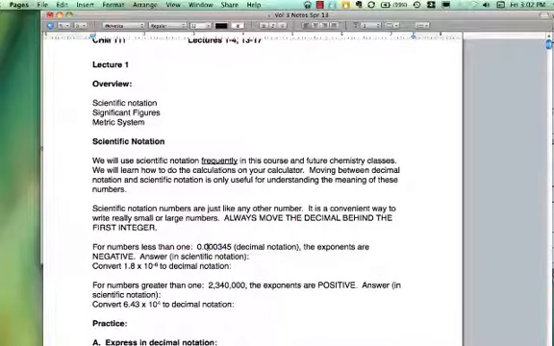So it would be 1, 2, 3, 4. So this number in scientific notation is 3.45 times 10 to the negative 4. Okay.